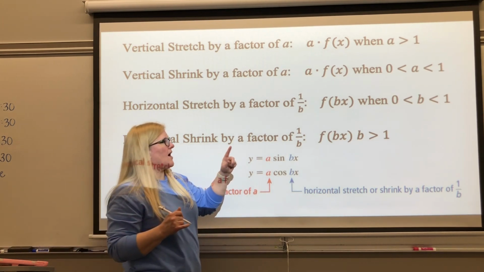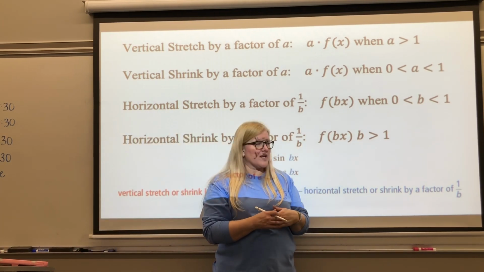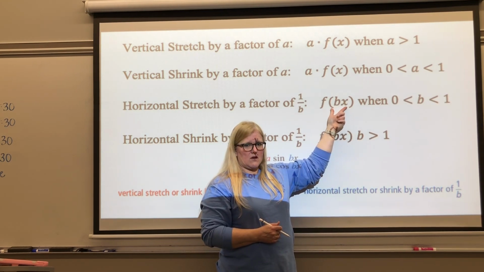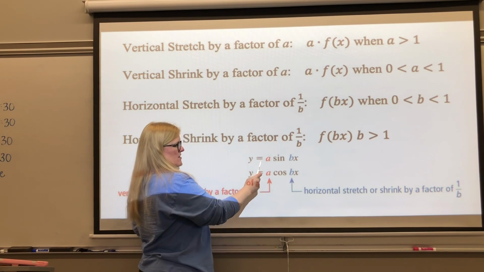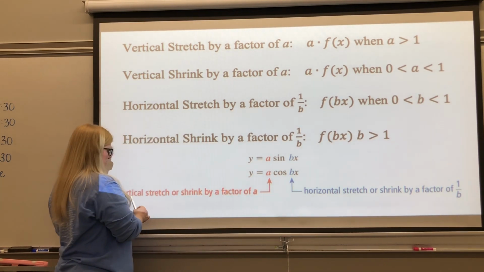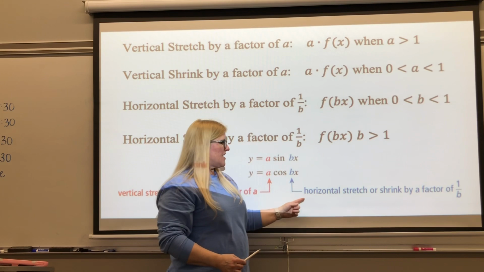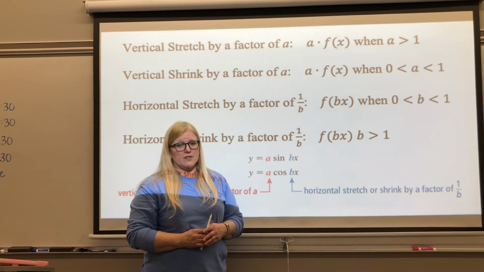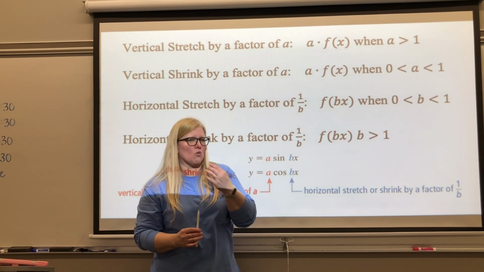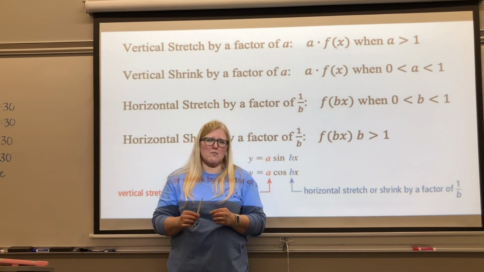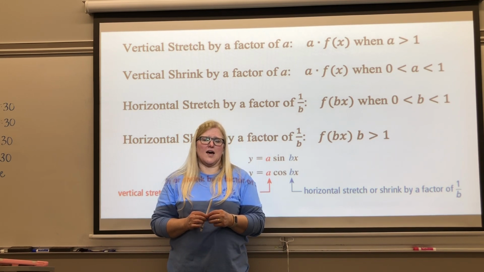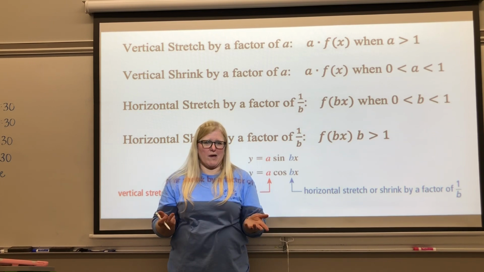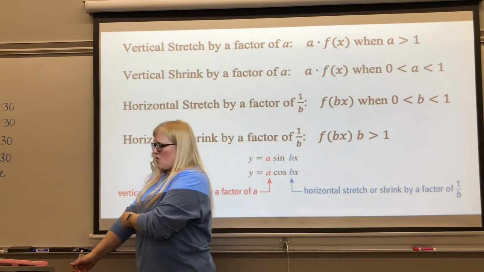So first let me point out that horizontal stretches and shrinks are the numbers that are right next to the x, okay? So here, a is your vertical stretch or shrink, b is your horizontal stretch or shrink by a factor of 1/b. Okay, and the only time you're really going to need to worry about this is when you're describing the transformation. When you're finding the period, you won't need to worry about this. Okay, so let me just give an example.